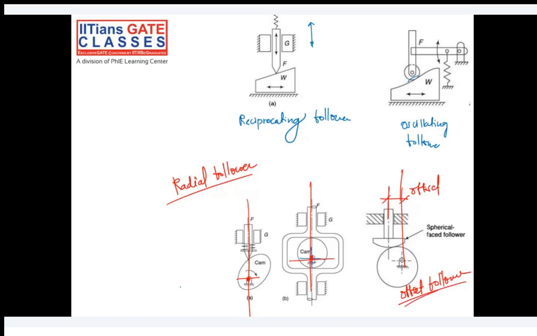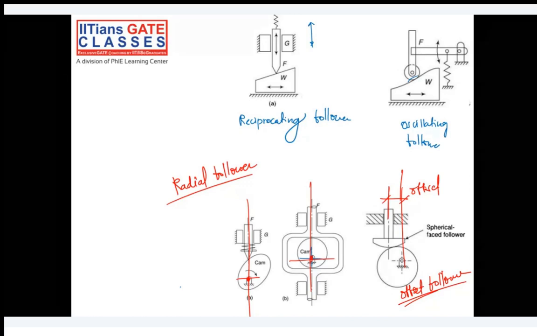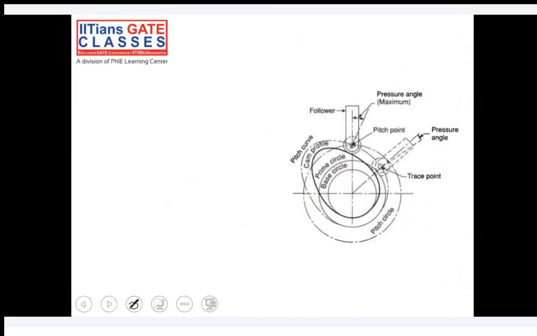We'll study some definitions. Okay, we have some time, so I think we can proceed with those definitions. Write down the heading definitions. First definition is base circle. We have already studied a similar thing in gears, right? Okay, so you should be able to compare it. Base circle. Base circle is shown in this figure.